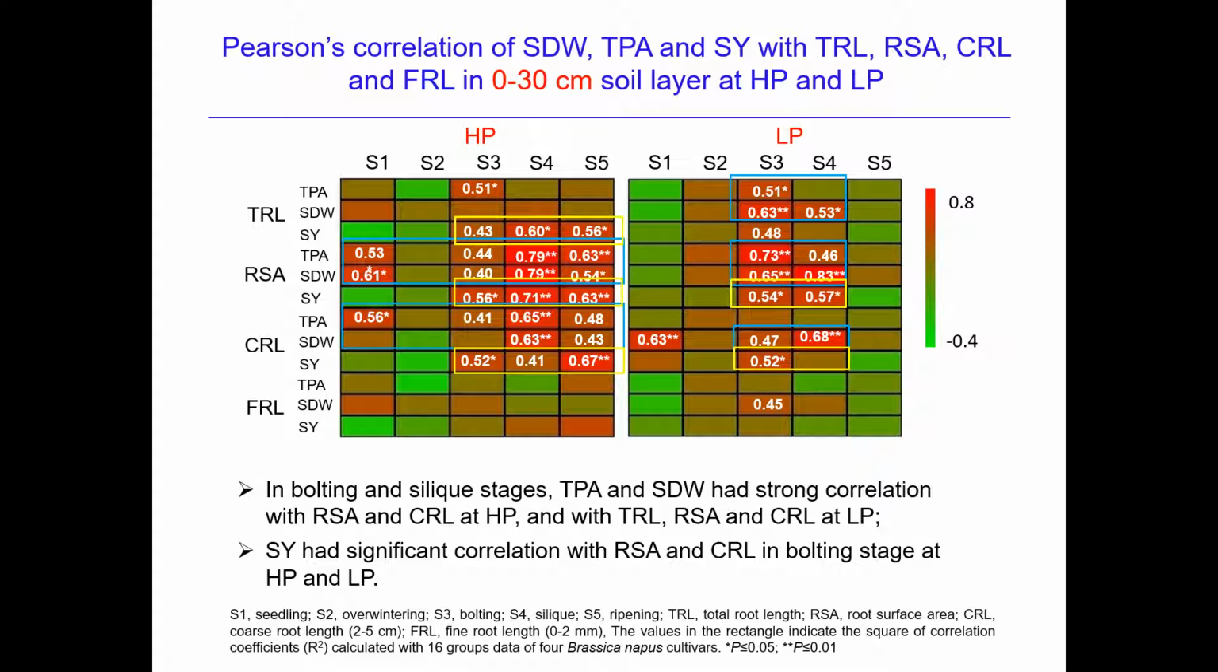We found that in the bolting stage, the root morphology traits as the PC1 could explain 58% and 41% of the variation among the 8 root traits in the bolting stage at high P and at low P respectively.